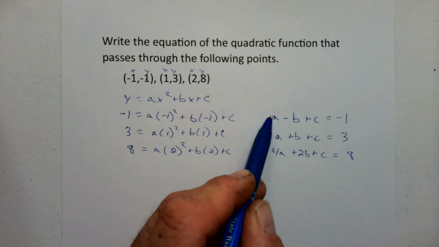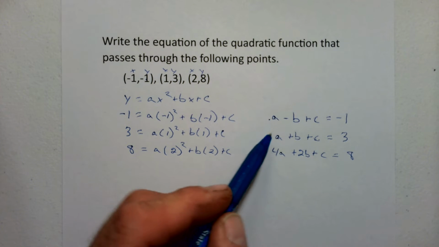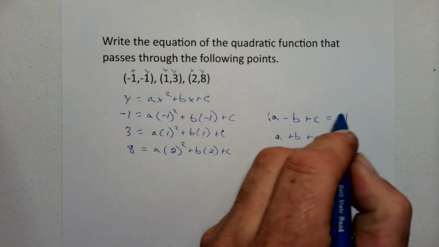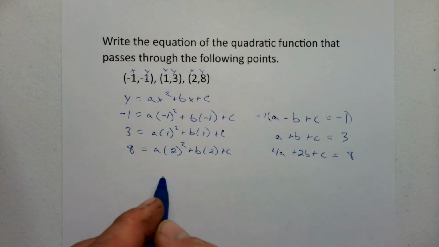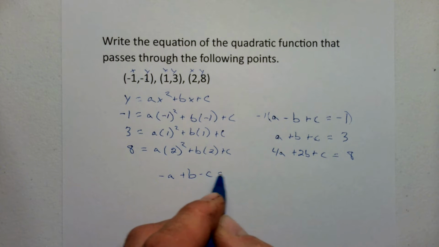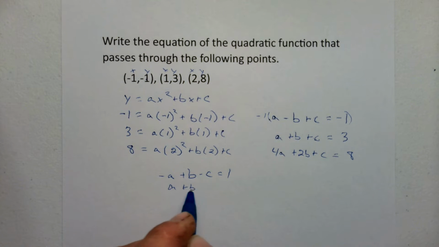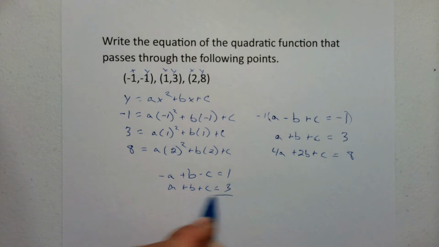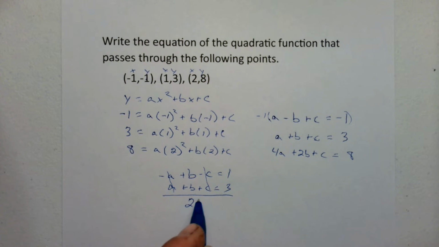We talked about taking these first two equations and eliminating the a's and the c's in this case. So if I multiply my first equation by -1, I end up with negative a plus b minus c equals 1. My second equation I'm going to leave alone: a plus b plus c is going to equal 3. Notice my a's and my c's cancel. I end up with 2b equals 4, or b equals 2.